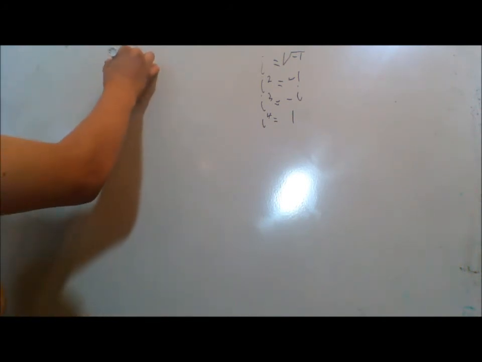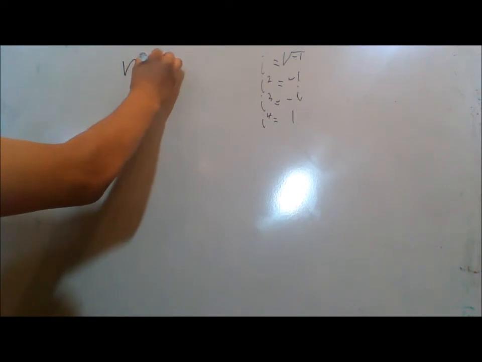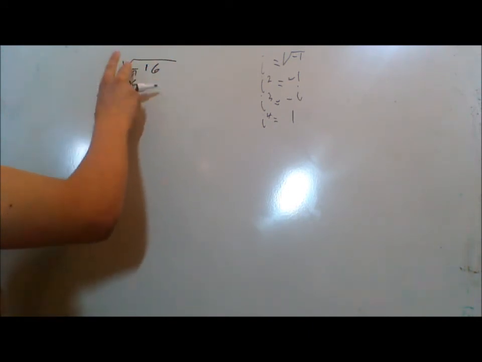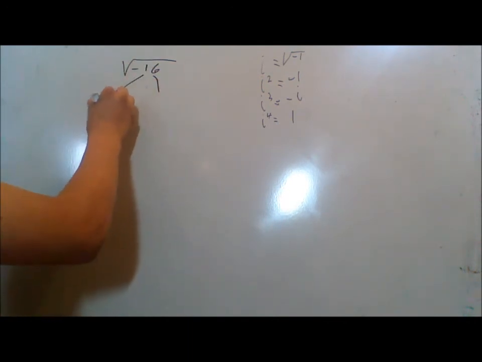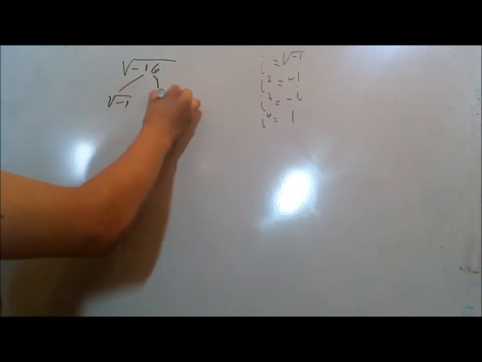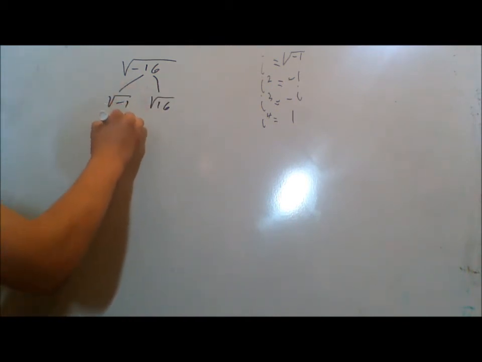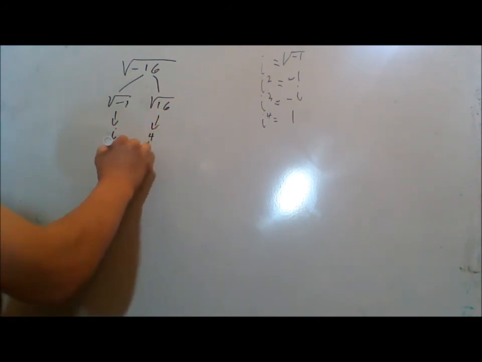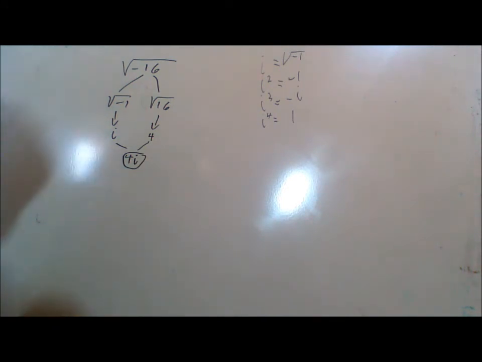There's a rule you must understand. The square root of -16. Let's choose that. We cannot have a negative in a square root. It's just not solvable. So this is what we're going to do. We're going to split it into the square root of -1 and the square root of 16. The square root of -1 is equivalent to I, as we know, and the square root of 16 is equivalent to 4. So once we multiply those, we get the answer of 4I.